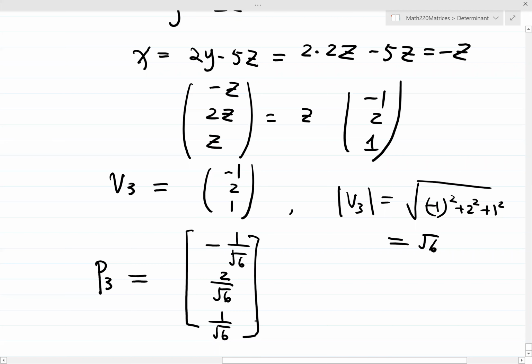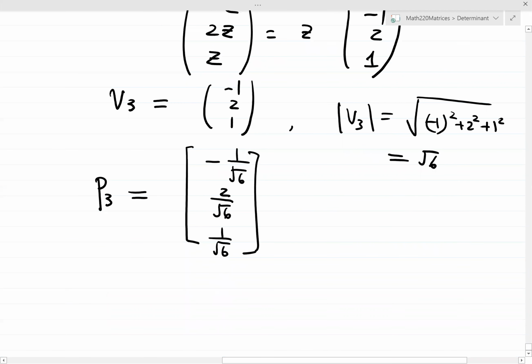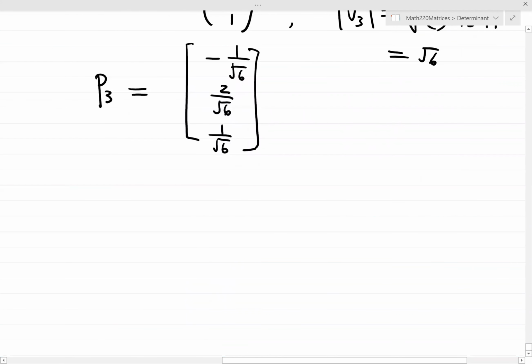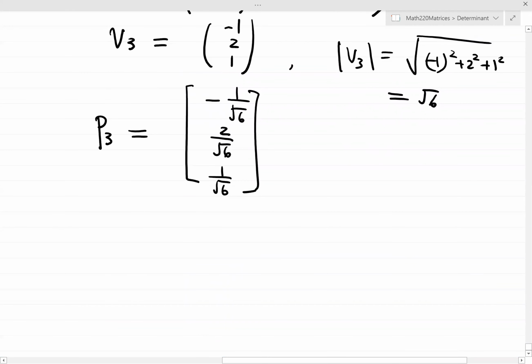Okay, so finally we can diagonalize A. We find 3 orthogonal eigenvectors with unit length. The 3 eigenvalues are -1, -1, and 5.